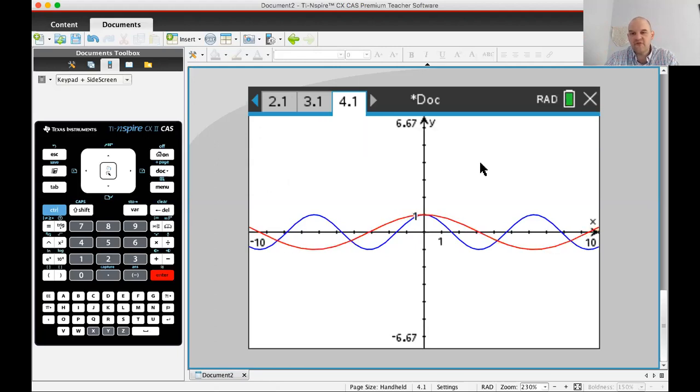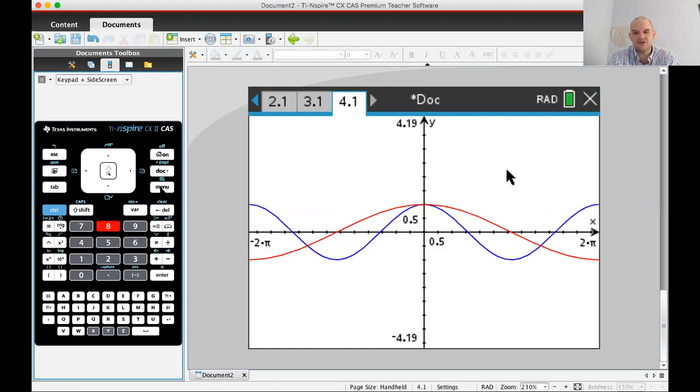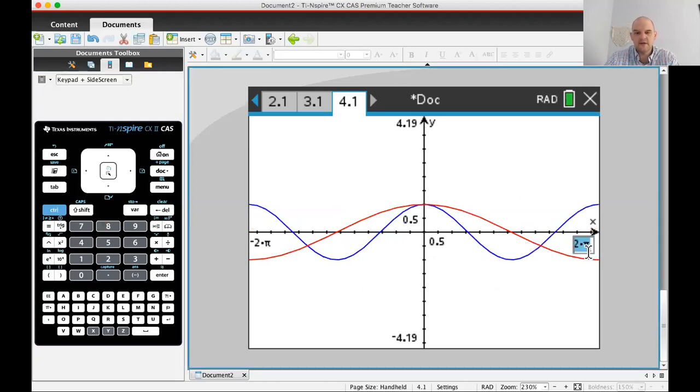It should take 4 pi to go maximum, intercept, minimum, intercept, and back to a maximum, but I also have to change the window again. So menu 4, option 8 is trig. And then I really want to change this to 4 pi. So let me do that, 4 pi.